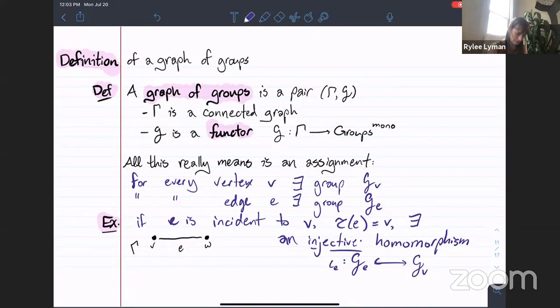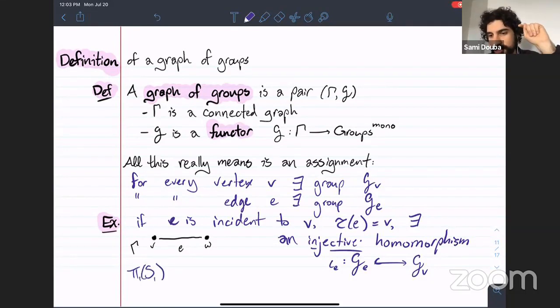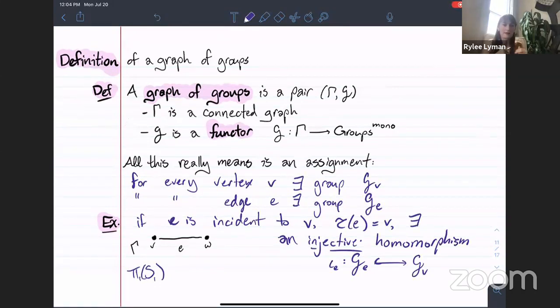So for example, if my graph were this graph gamma right here, to cook up a graph of groups, I just need to give myself 3 groups. Are we requiring split injection? Absolutely not. Split injections in the category of groups means that your group is a direct product, and I don't want that. Or I'll allow it if it happens, but I don't want to force it.